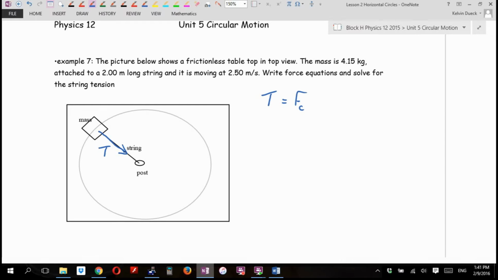Yay! There is no force pushing you outwards. There is not. Tension is going to be MAC, mass times circular or centripetal acceleration. I have 2 equations for A. Which one am I going to use? V squared over R or 4 pi squared R over T squared?